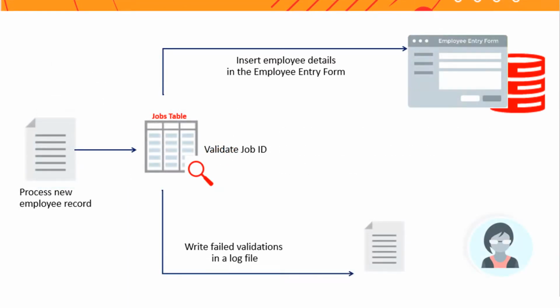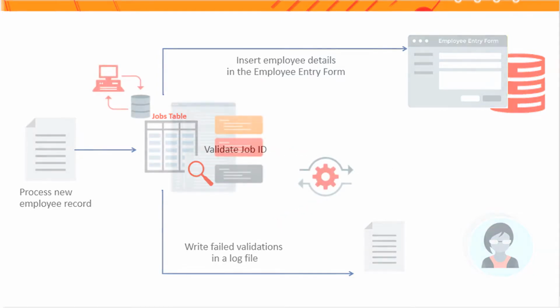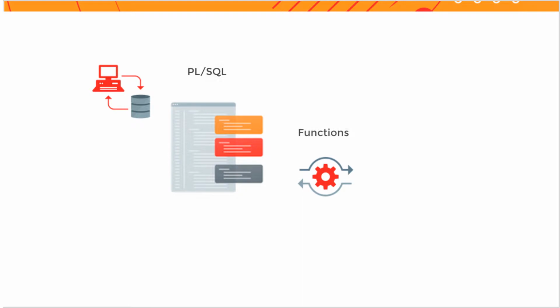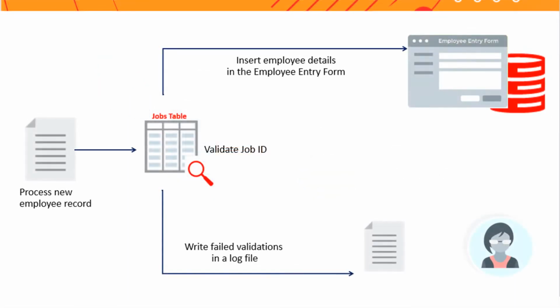On the other hand, the validation logic that determines whether the job ID matches or not by returning a Boolean value, such as yes or no, can be stored as a function. Functions are PL/SQL program units that perform a particular task and return a value. Jill has now clearly understood where to use subprograms.